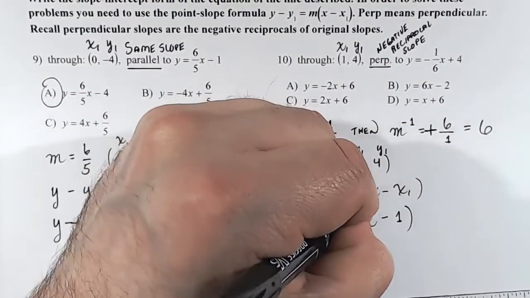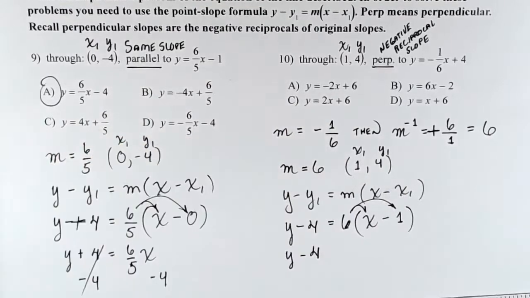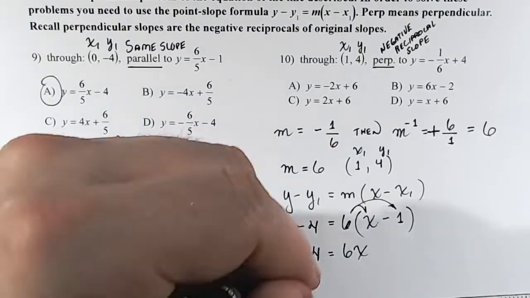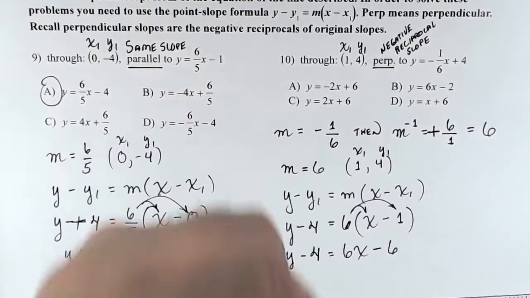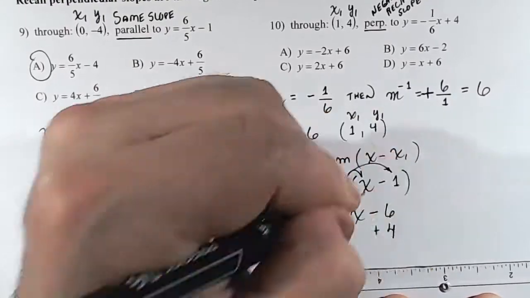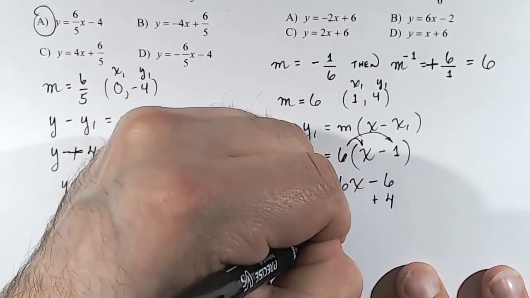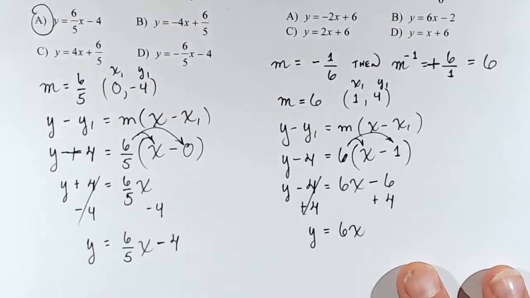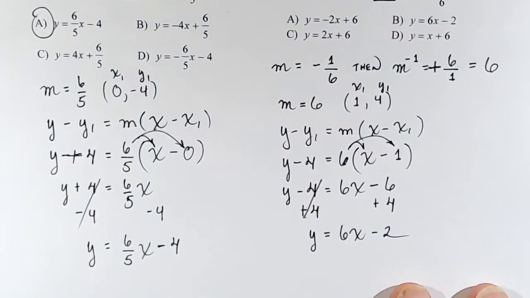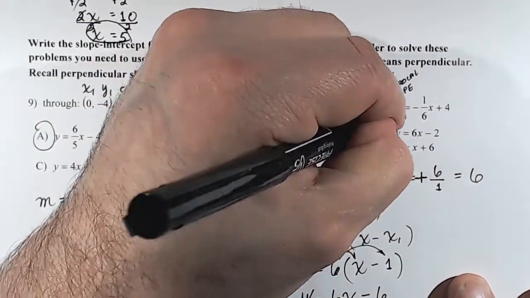Okay, so now I just distribute this 6. I'll rewrite y minus 4 on the left side and set that equal to 6 times x, which is 6x, and 6 times negative 1 is negative 6. And then I add 4 to both sides. Cancel these out. Y is equal to 6x, and then negative 6 plus 4 is negative 2. 6x minus 2. Right there. Y equals 6x minus 2. That's B.